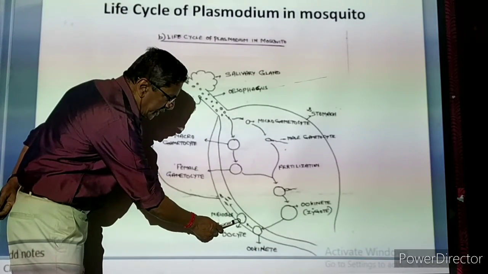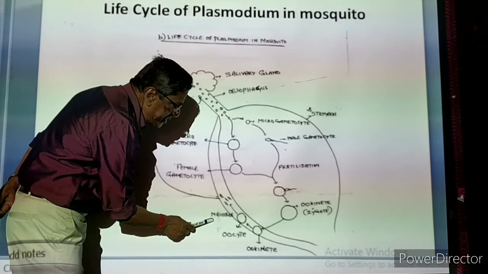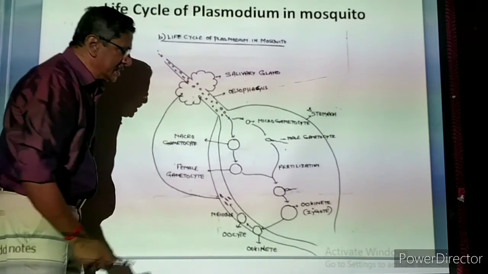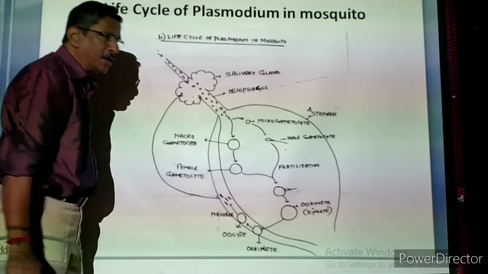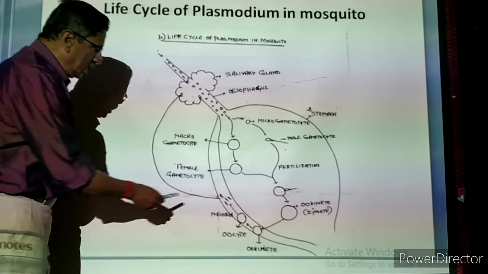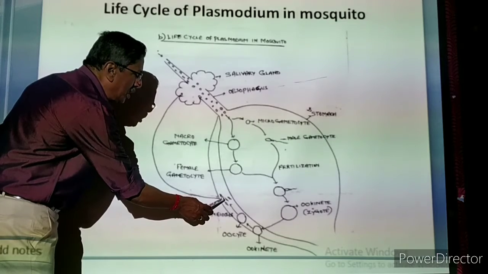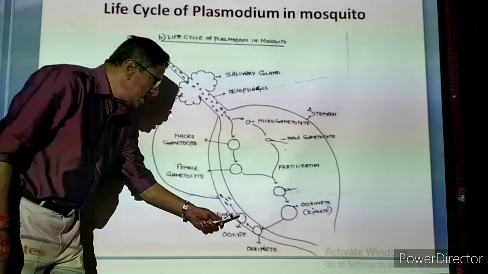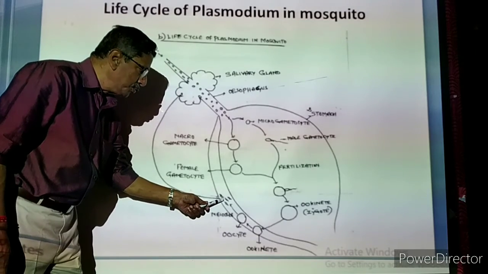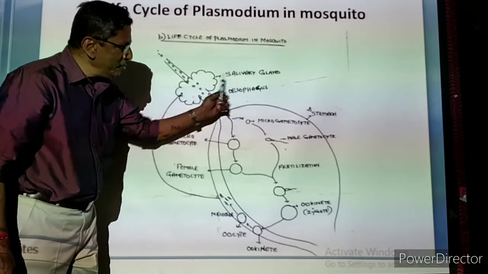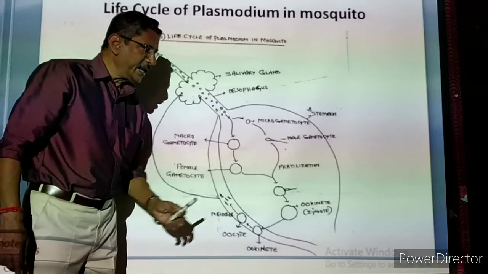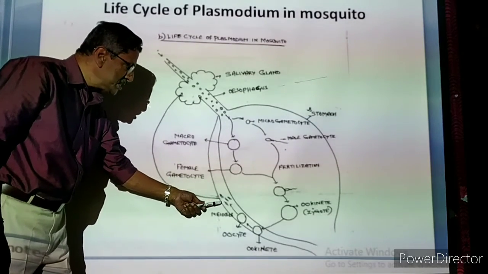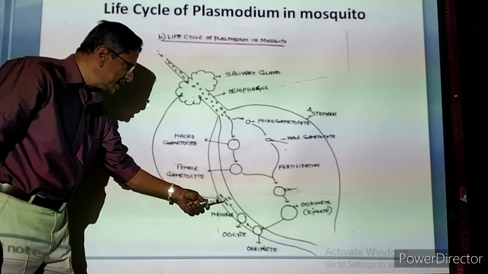Now this is one cell, the oocyst. It is undergoing a type of cell division called meiosis. As a result of it, 4 cells are produced. These 4 cells are spindle in shape. The 4 cells which are produced are called sporozoites. When one oocyst changes into 4 sporozoites, you can imagine that a lot of cells are entering, all are multiplying, all are producing 4 cells. An enormous number of sporozoites are produced which are spindle shaped.